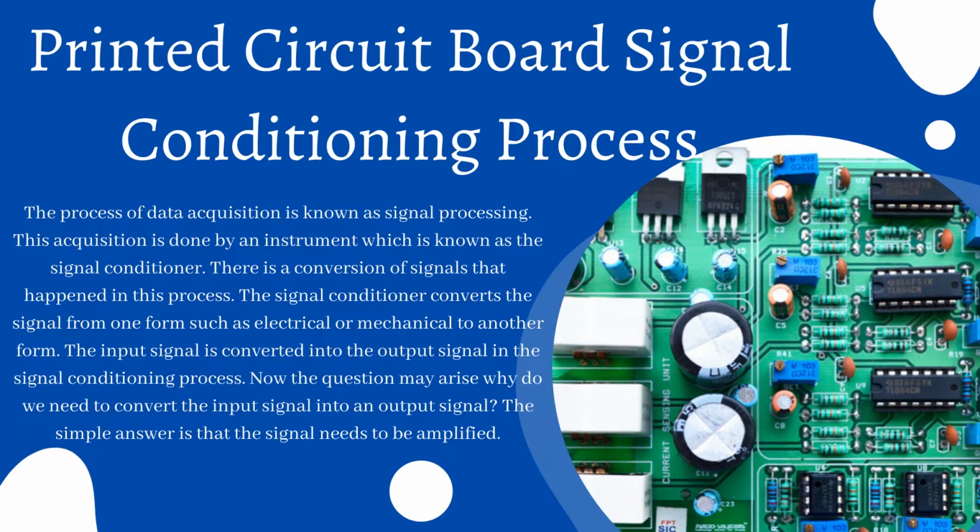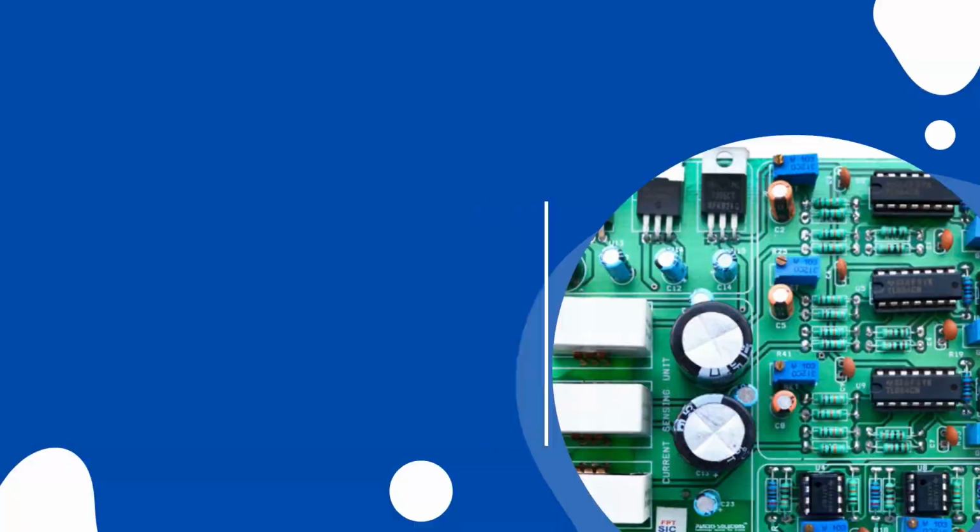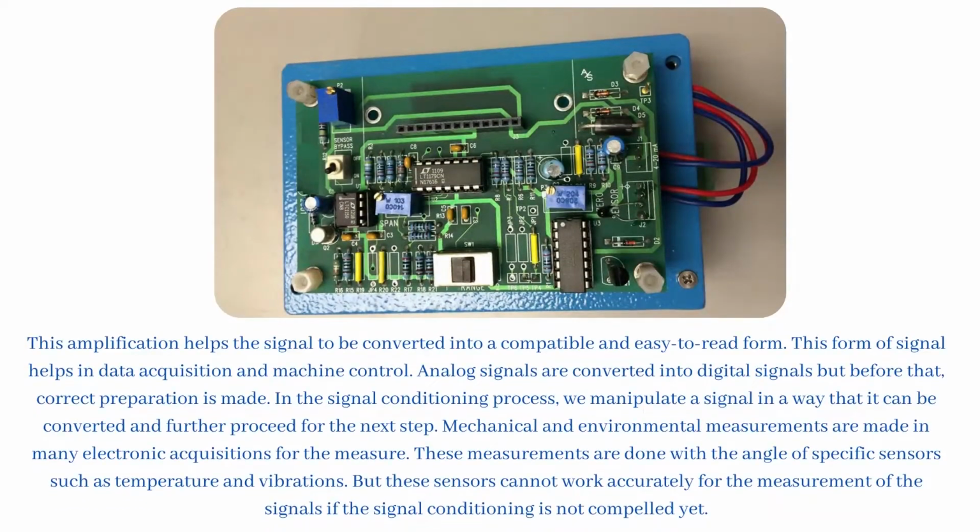Now the question may arise, why do we need to convert the input signal into an output signal? The simple answer is that the signal needs to be amplified. This amplification helps the signal to be converted into a compatible and easy to read form. This form of signal helps in data acquisition and machine control.